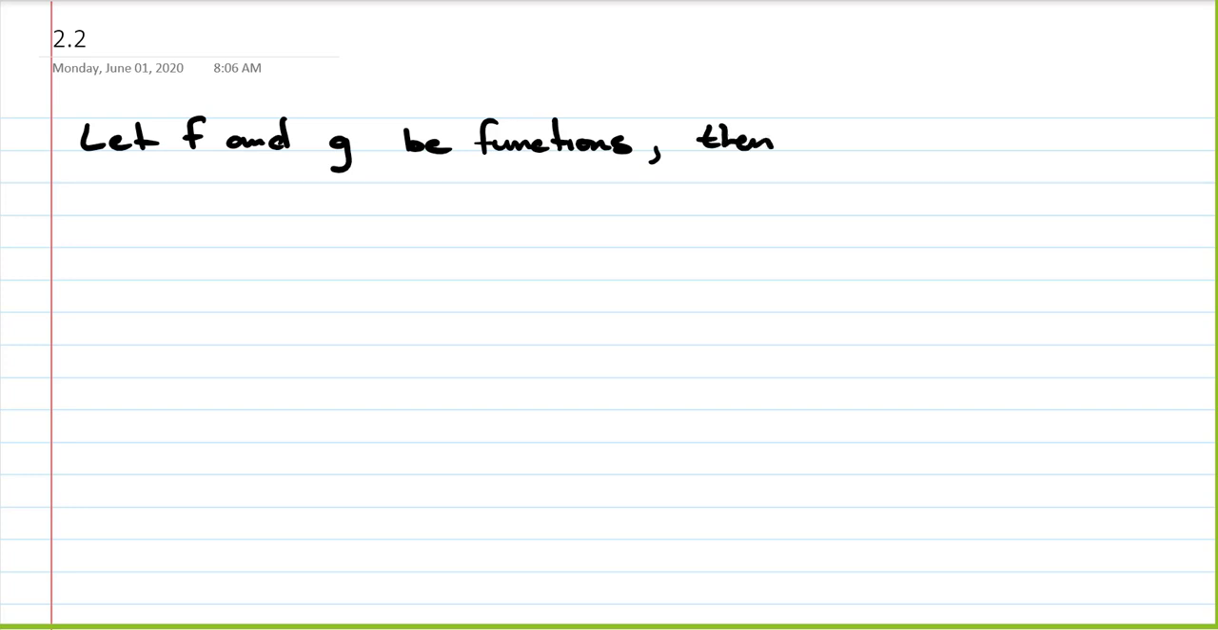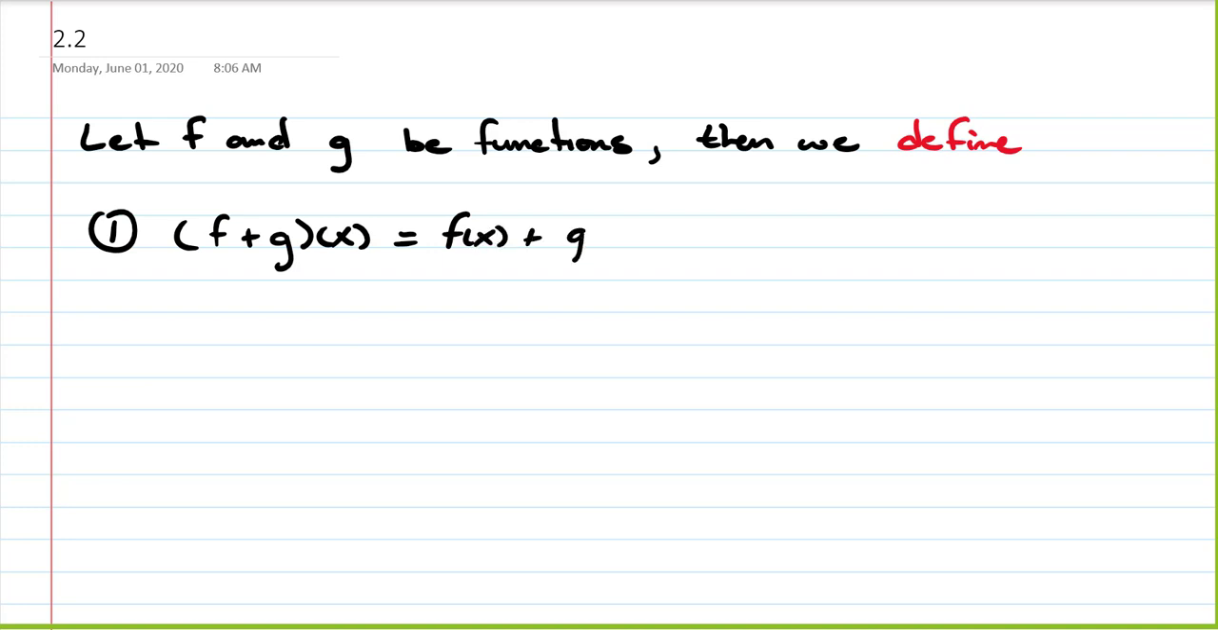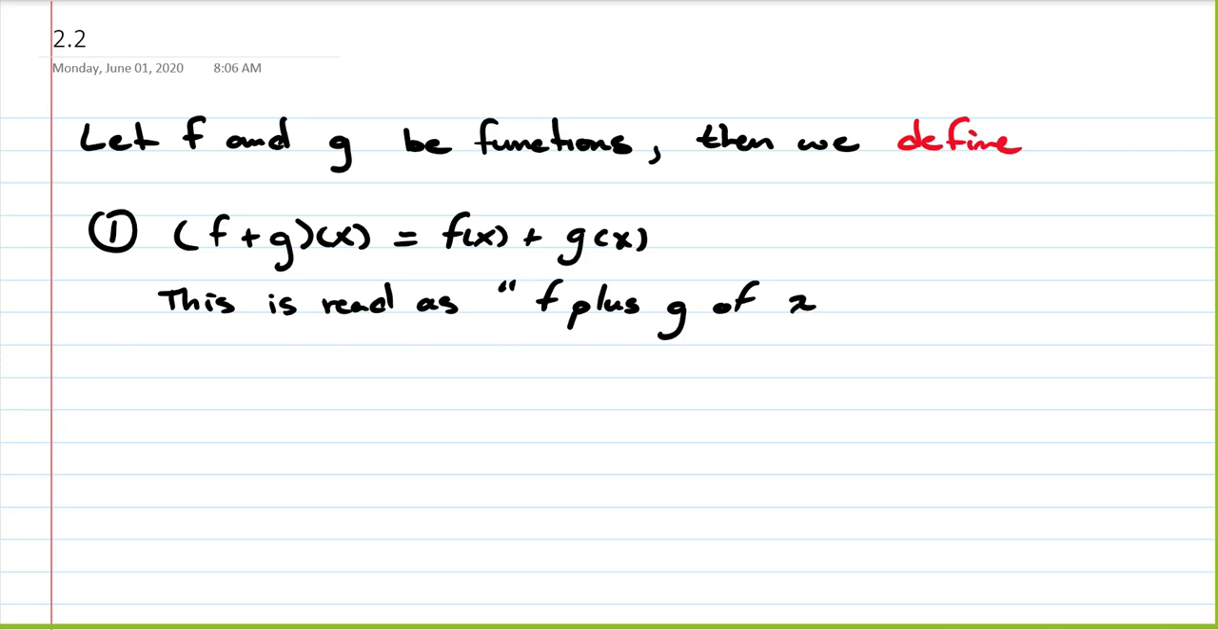So let f and g be functions, then we define the following. 1, the notation (f plus g)(x) to be equal to f of x plus g of x. This is read as f plus g of x.